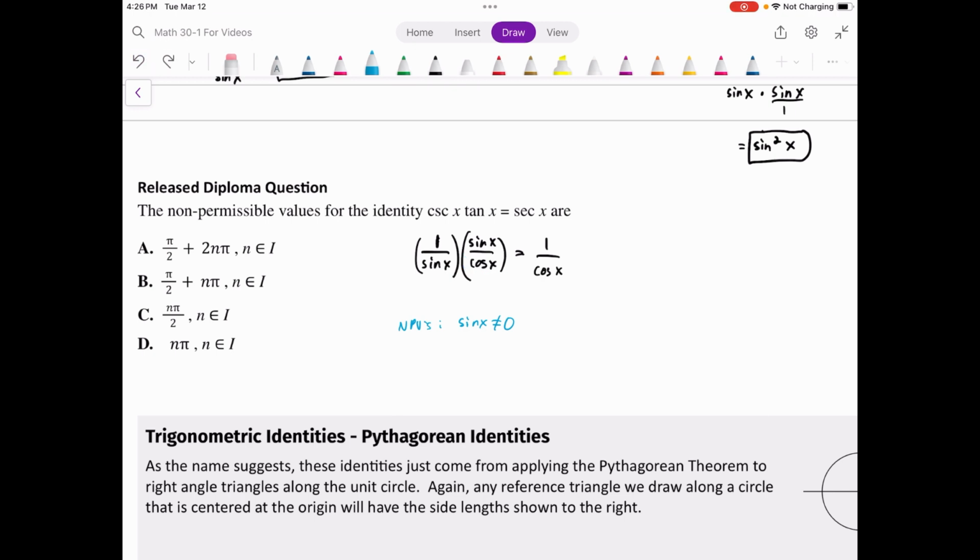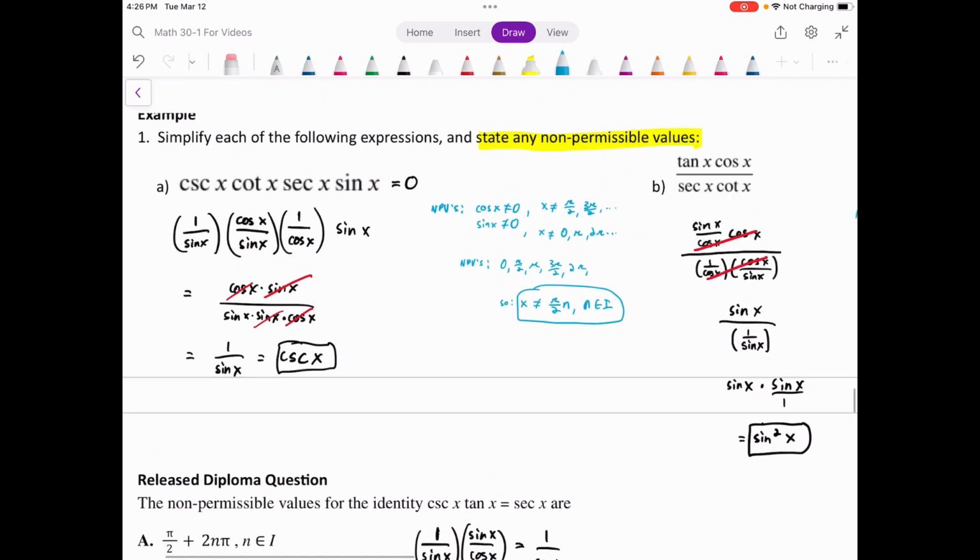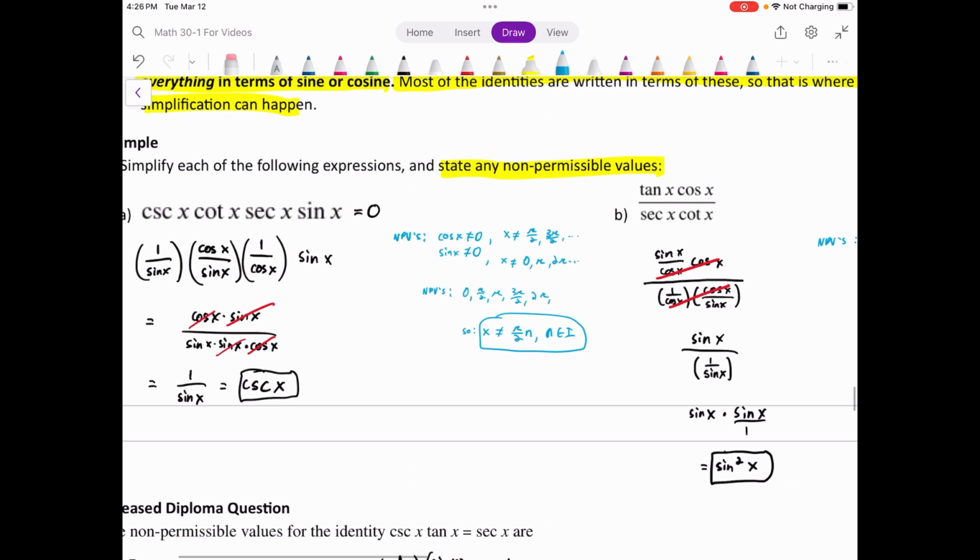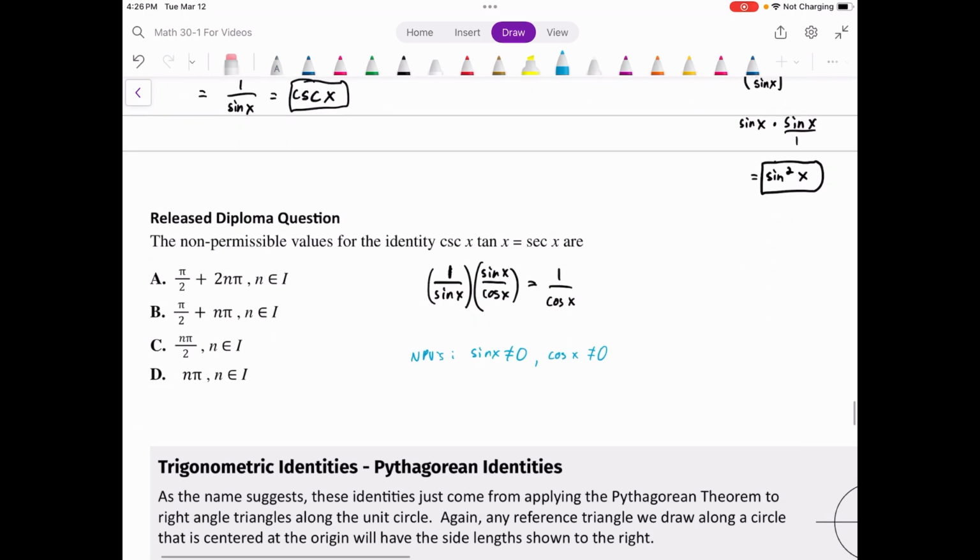And we already covered it, so we don't necessarily need to say it again, but same thing here, right? If this had not been here, cos of x still could not equal 0 because then we would be dividing by 0 there. So sine of x cannot equal 0, cos of x cannot equal 0. Okay, so we kind of talked about that all in the last two examples. That's where our NPVs came from as well. Just be aware, it's not always going to be those ones.